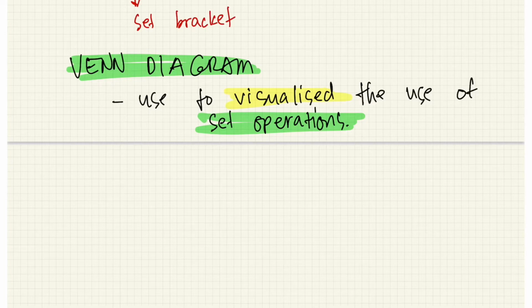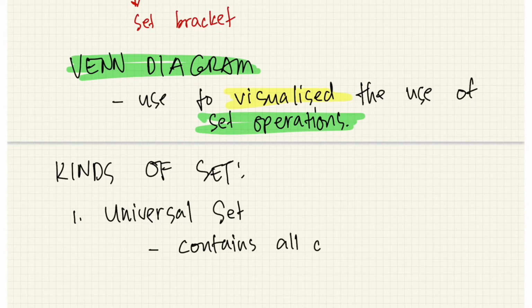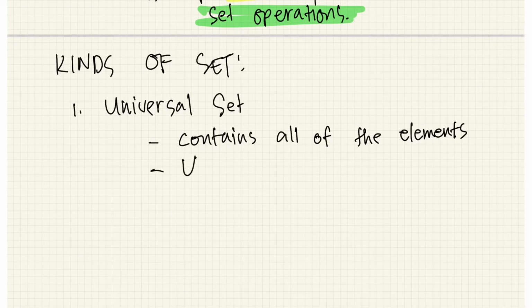Next we have the kinds of sets. The first one is what we call the universal set. The universal set contains all of the elements, and it is symbolized with the letter U. This is the symbol for the universal set.